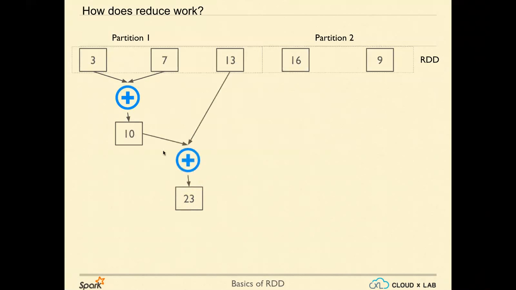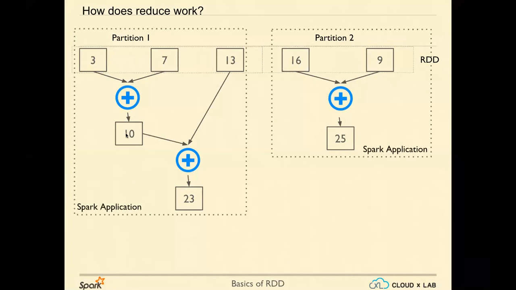So it has called your function twice so far. And at the same time, in parallel on another partition, exactly the same thing is going on. On the other partition, we are adding up 16 and 9, and this is 25. These are two Spark applications going on. On one, this partition is being summed up to a single value, and on another machine, or maybe on another CPU on the same machine, this computation is happening inside another Spark application.